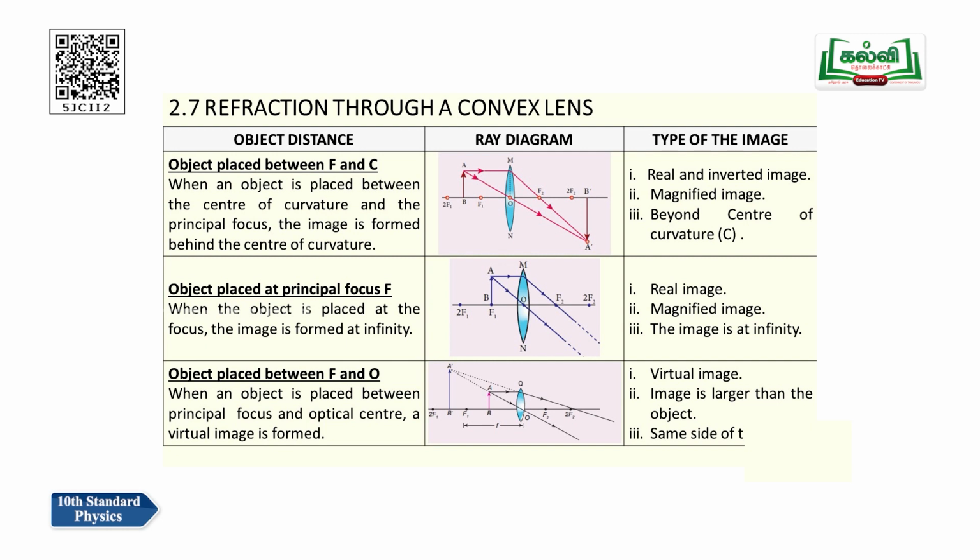Next, we are going to keep the object at the principal focus. Little by little we are moving the object towards the lens. So if we keep the object at the principal focus, follow the two rules.